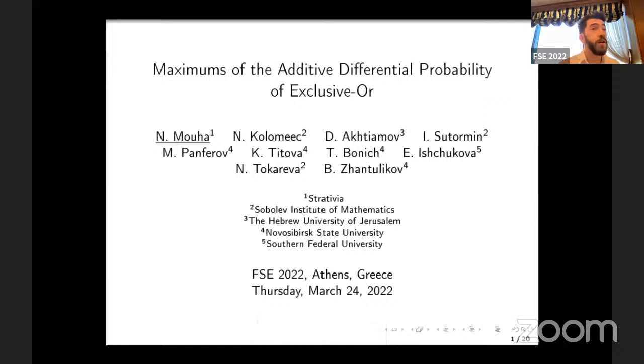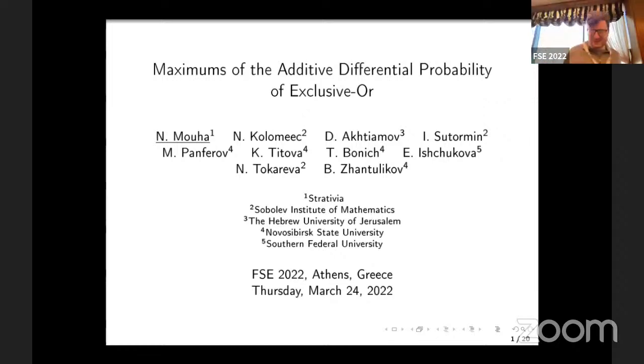Okay, so the next talk of the session is about maximums of the additive differential probability of exclusive OR. It's a work by Niki Moua, Nikolai Kolomek, Danil Akhtiamov, Ivan Suturman, Matvey Panferov, Ksenia Titova, Tatiana Bonish, Evgenia Ishkukova, Natalia Tokareva, and Bulat Jantulikov. And Niki will give the talk.